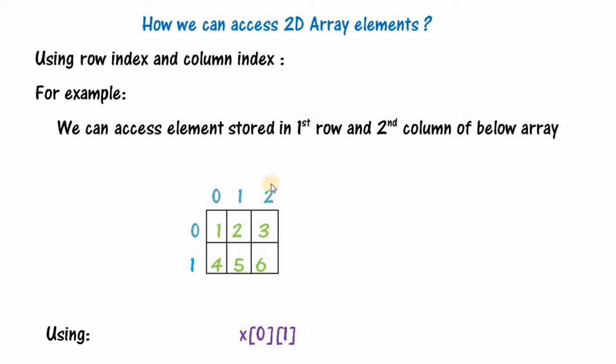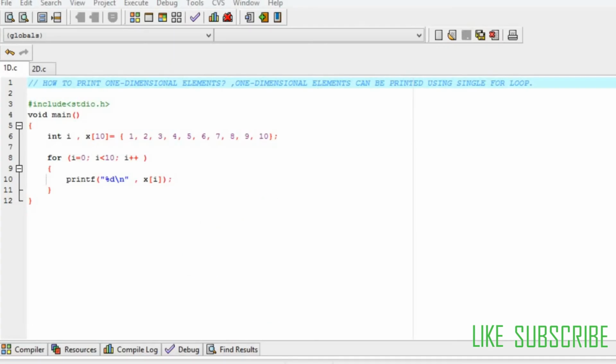Now, after having discussion on how we can access 2D array elements, let's learn how to print 2D array elements. Before going to the question of how to print 2D array elements, first we will see how to print one-dimensional elements. That is, one-dimensional elements can be printed using a single for loop. Suppose we have this array, which is a single dimensional array.